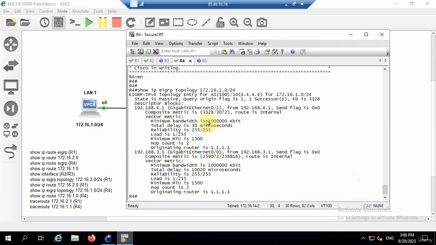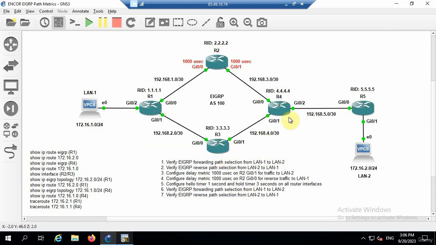What have I got here? So this successor, it's passive, meaning it's converged. There is one successor. FD is 3328. There it is. So this 4.1 successor route, 3328. This is lower. This is much higher. You can see that. And the total delay is 30 microseconds. This one here is 10,020. So this is the better route, of course. So where's the 4 route? That would be this one right here. So it's taking this one back in the reverse direction.